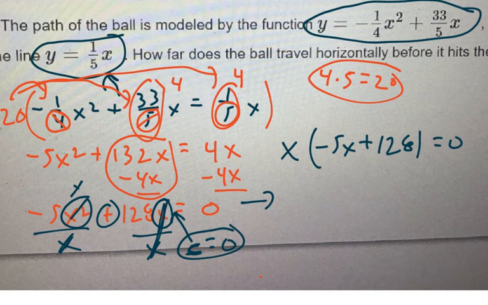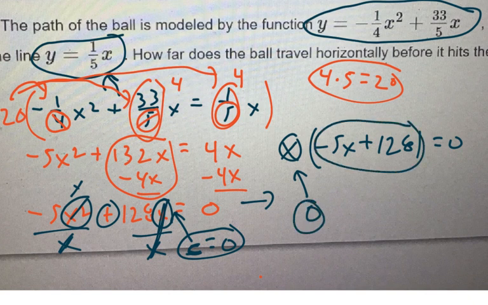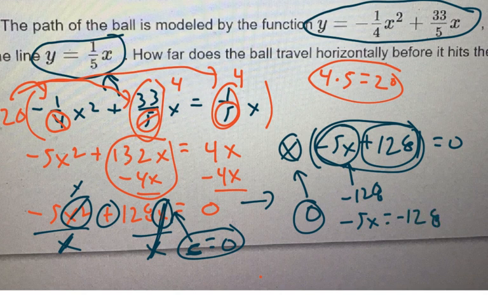Now that I have it factored, right here, how can this x be 0? Well, it has to be 0. So that's one possible answer. What about this here? Well, for this to be 0, doesn't it have to be negative 128? Because negative 128 plus 128 is 0. That means negative 5x has to equal negative 128. I'm going to divide by negative 5. And now I have to do negative 128 divided by negative 5 to get my answer.